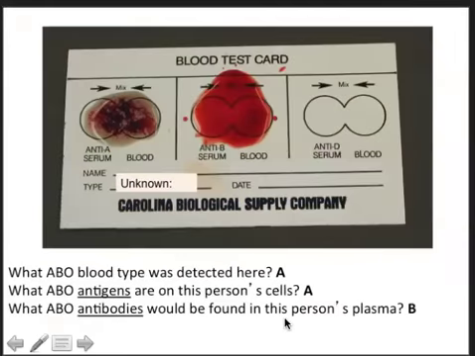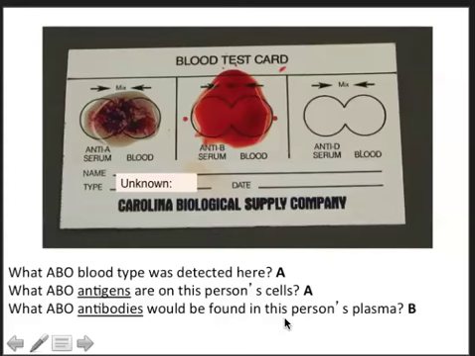This individual shows agglutination in the A well, no agglutination in the B well. The result is that this individual is type A blood. They're going to have antibodies in their plasma against type B blood. The result is that this person who is type B can only receive either B or O blood.